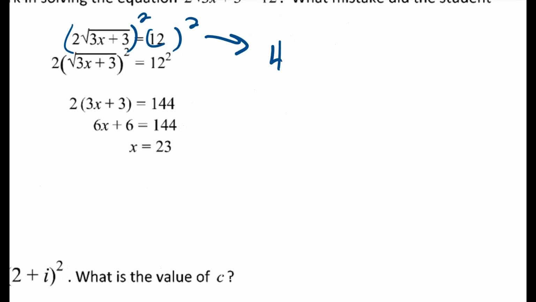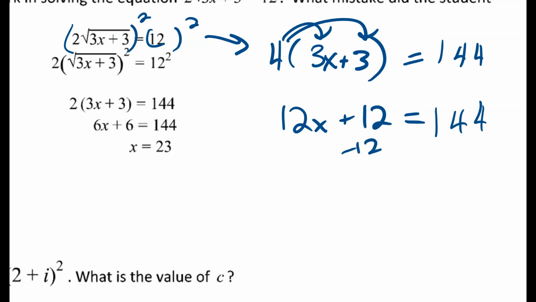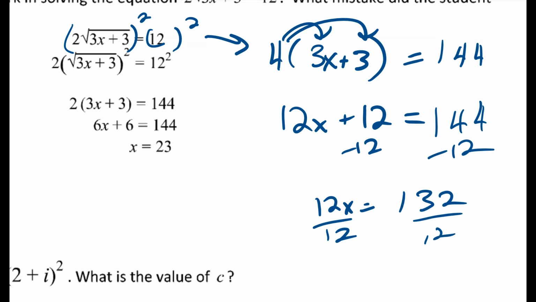So 2 times 2 is 4. Radical 3x plus 3 times radical 3x plus 3 is just 3x plus 3. The radical cancels. 12 squared is 144. I can distribute the 4 into my parentheses here to be left with 12x plus 12. And when I subtract 12 on both sides and divide by 12, I'm left with x equals 11. And you'll have to take my word for it, for this one, when you plug it back in, it does in fact check.